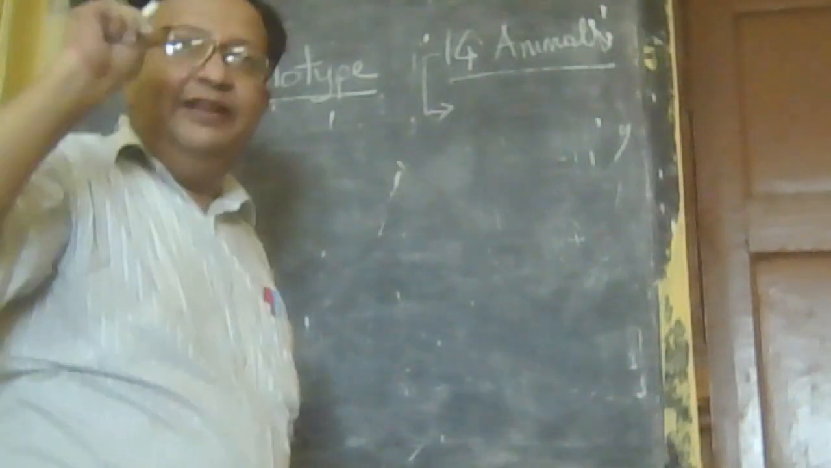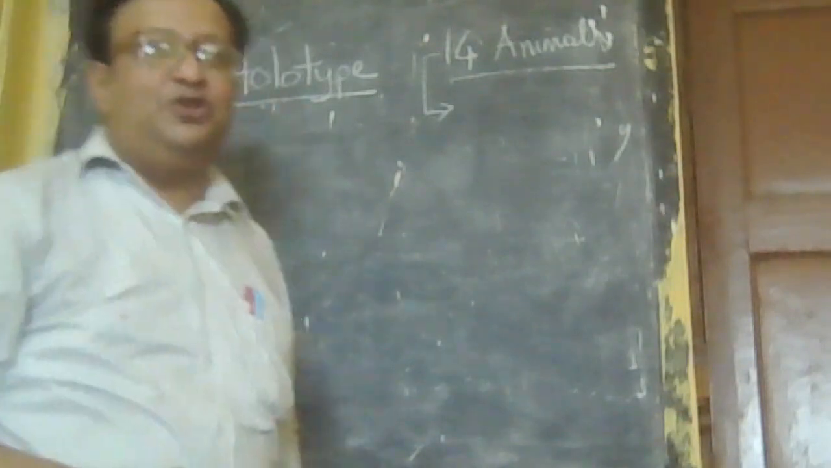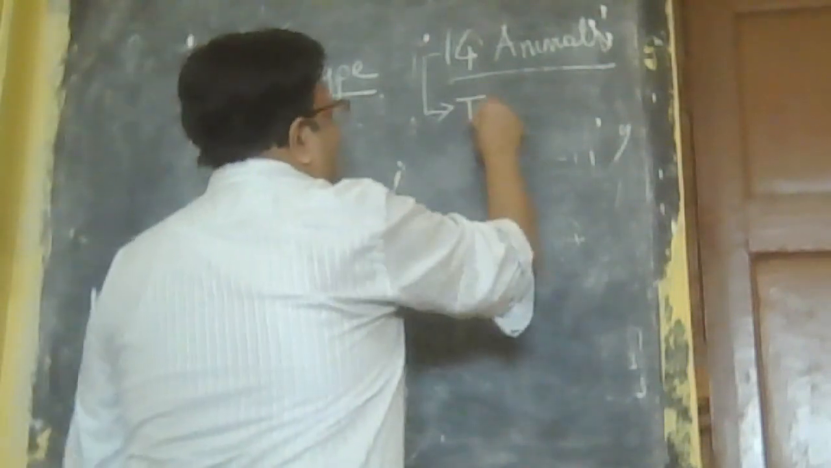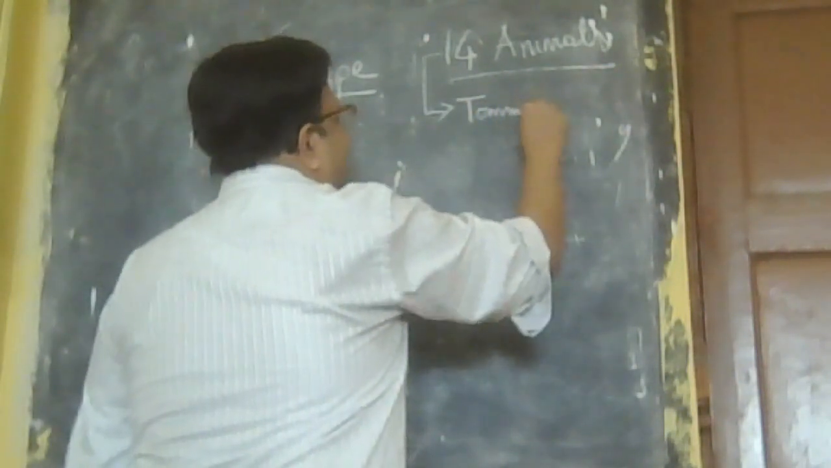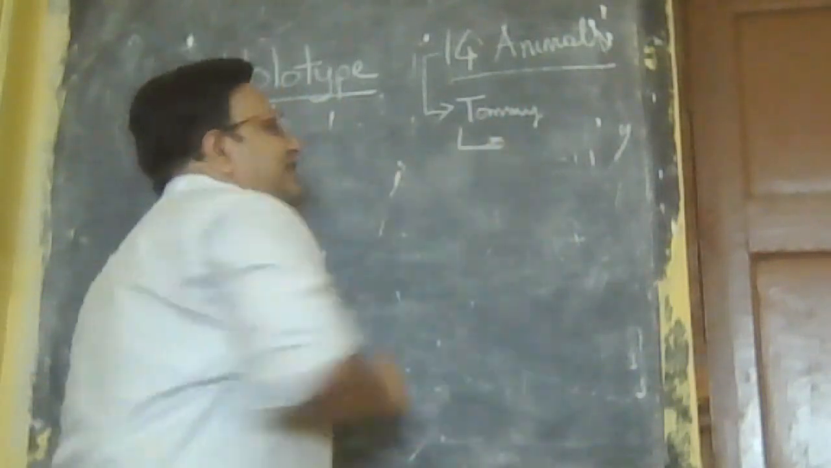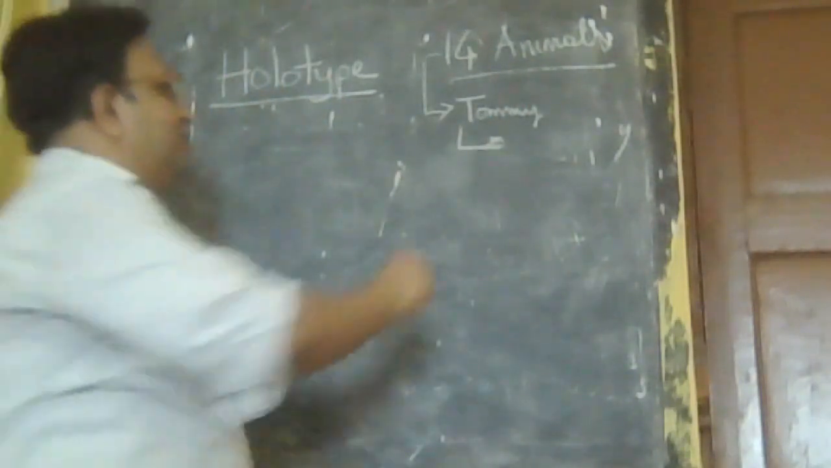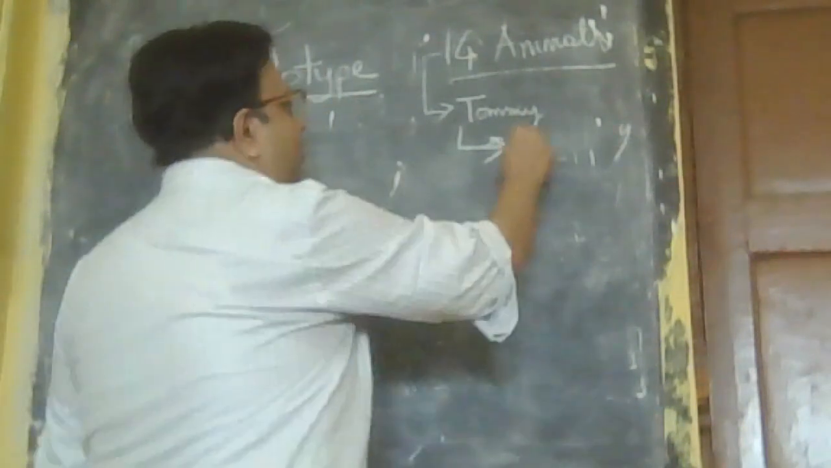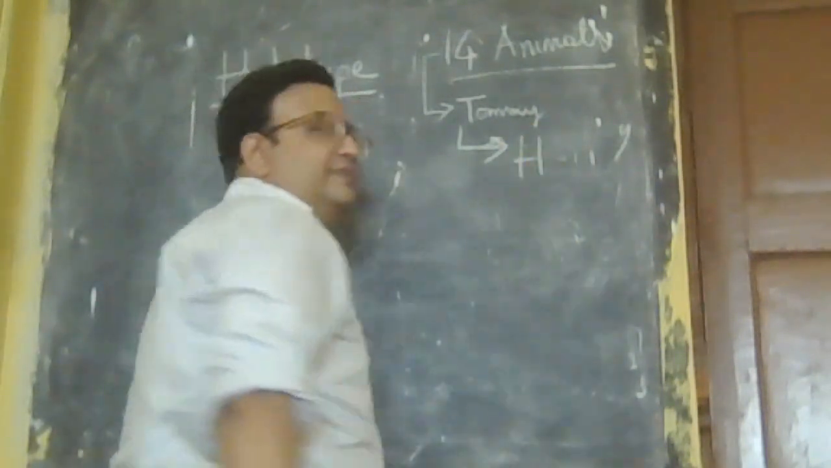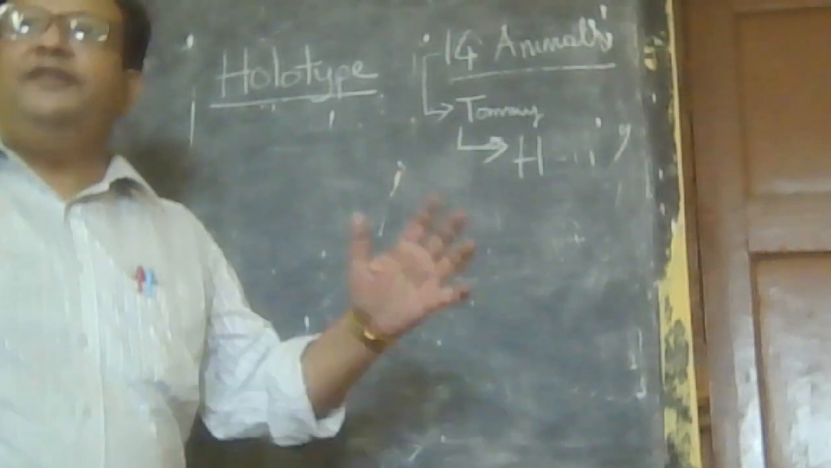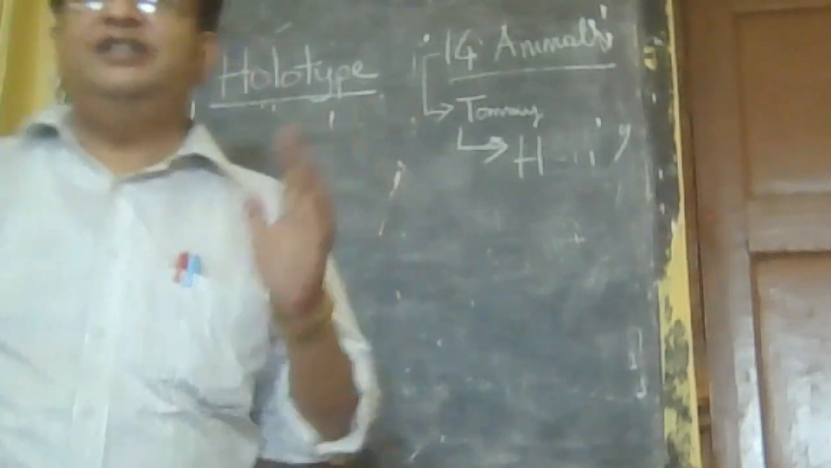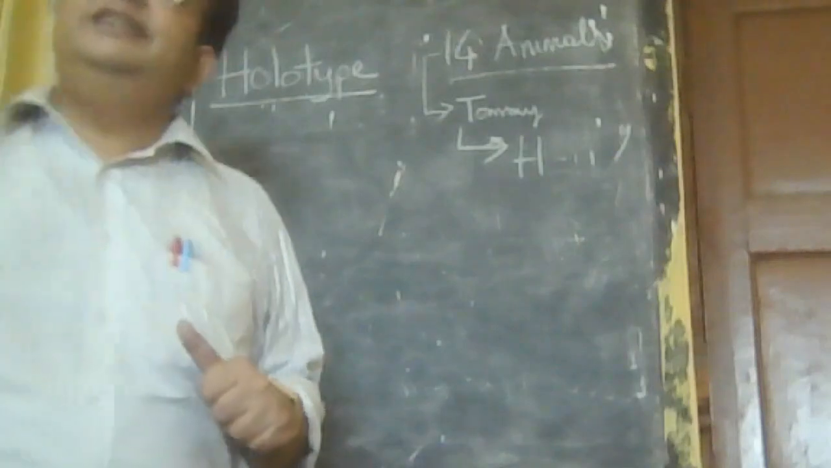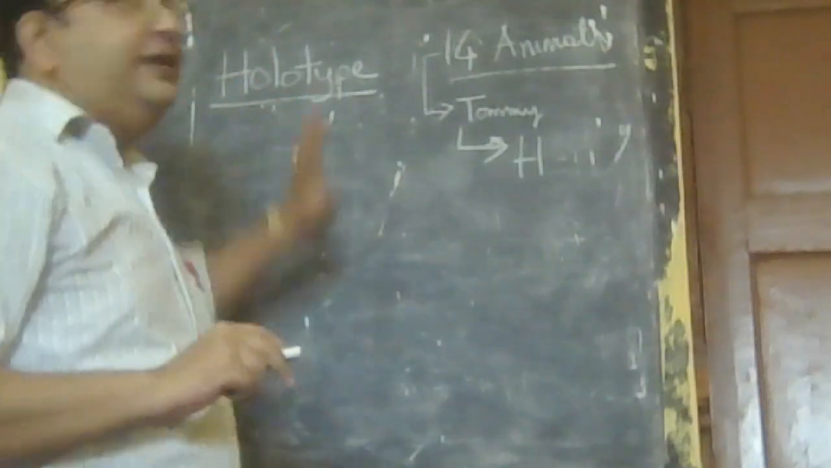One animal, the animal which he used, his name was Tommy. So Tommy is, he describes the features of Tommy in the publication, and that is known as the holotype. Out of the 14 dogs, original 14 dogs, the one dog Tommy is the holotype.